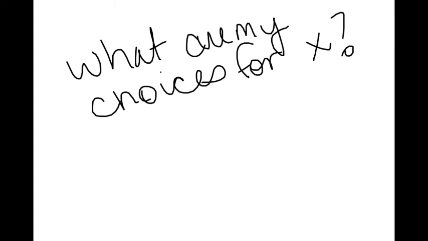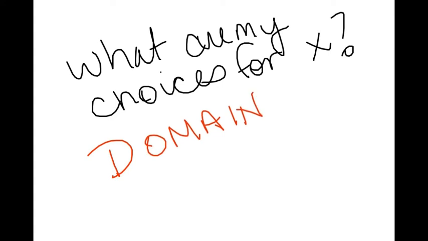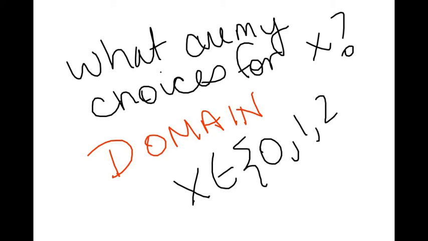I'm going to want to know what my choices for x are. What are my options? What could I plug in there for x? That's called the domain. So the domain of x is what I'm allowed to choose from for x. So I might say, well, x belongs to the set of numbers 0, 1, 2, or 3. So that's the domain. That means I can only choose one of those four numbers for the value of x.